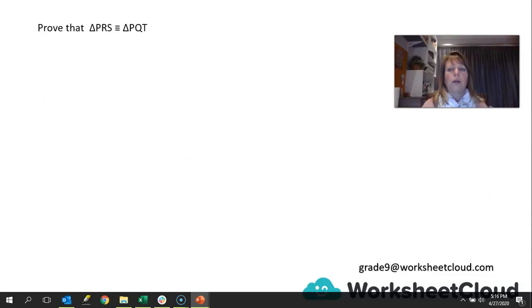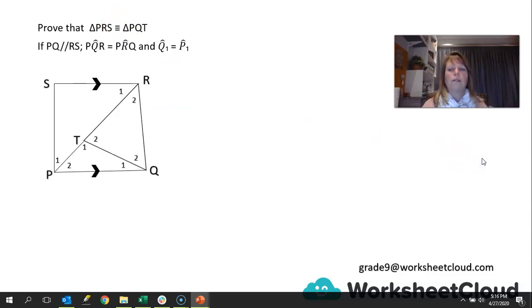Let's go on. Prove that triangle PRS is congruent to triangle PQT. Okay, we did that in the last lesson as well. Remember, that is your congruency sign. Let's have a look at the two triangles that we need to prove. We are told that PQ is parallel to RS. PQ is parallel to RS.